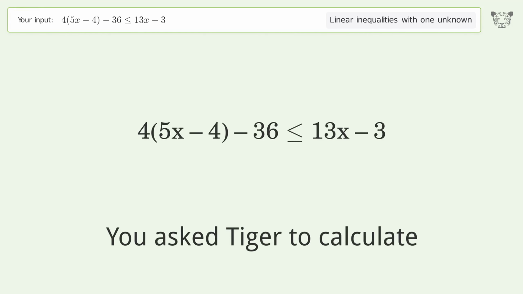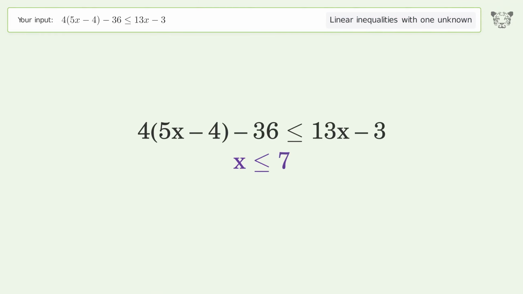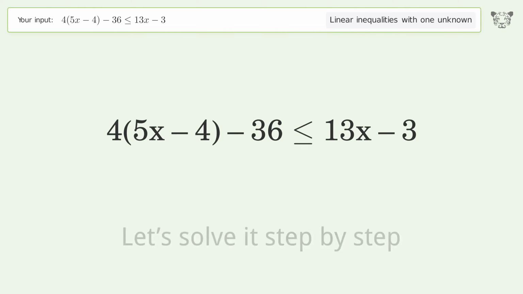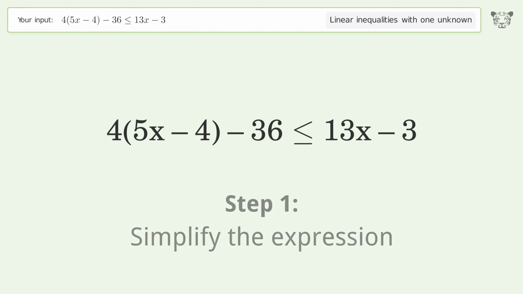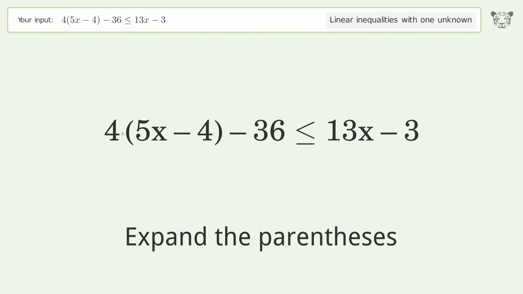You ask Tiger to calculate. This deals with linear inequalities with one unknown. The final result is x equal or smaller than 7. Let's solve it step by step. Simplify the expression. Expand the parentheses.